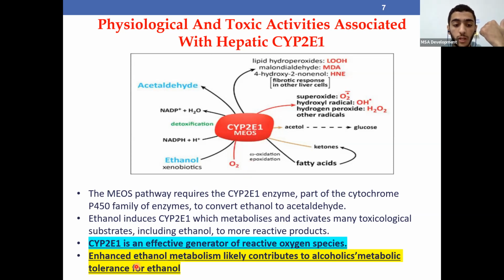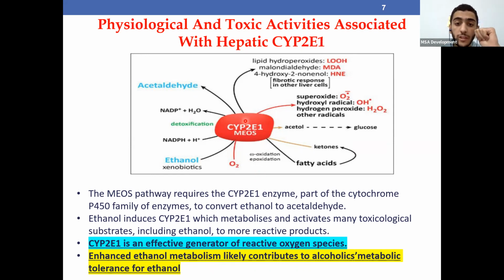So what does it do? It enhances ethanol metabolism, and this will contribute to creating a metabolic tolerance to alcohol, because you can take in a larger amount of alcohol, which will just be broken down by the CYP2E1 enzymes.